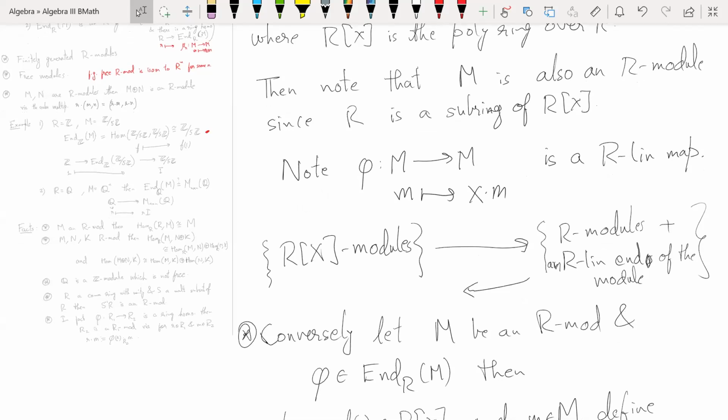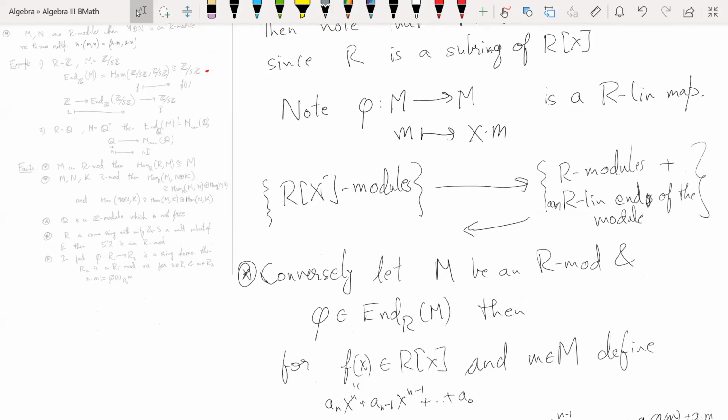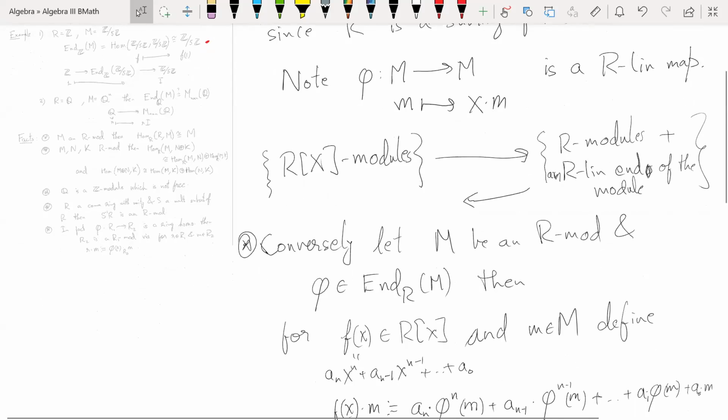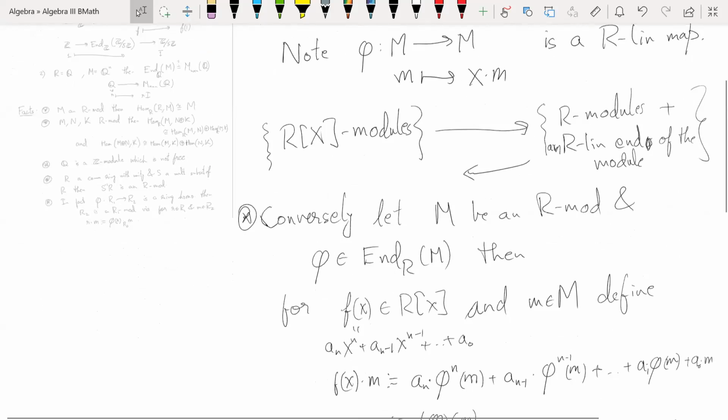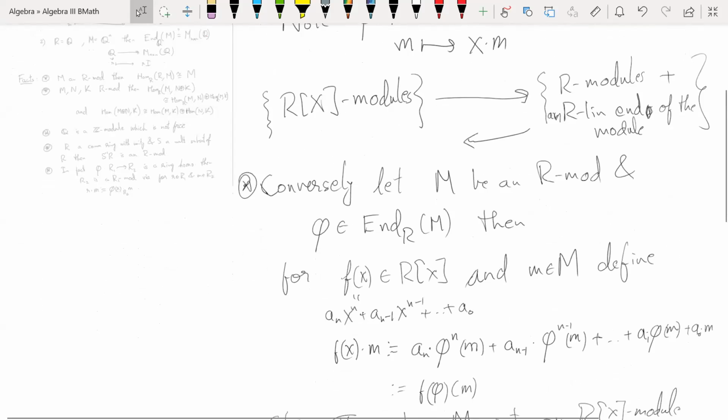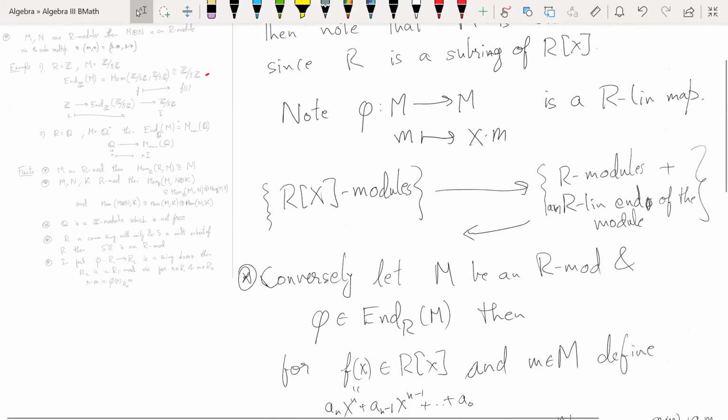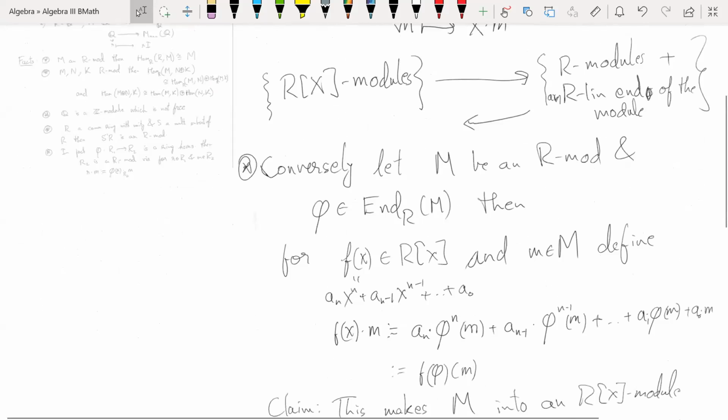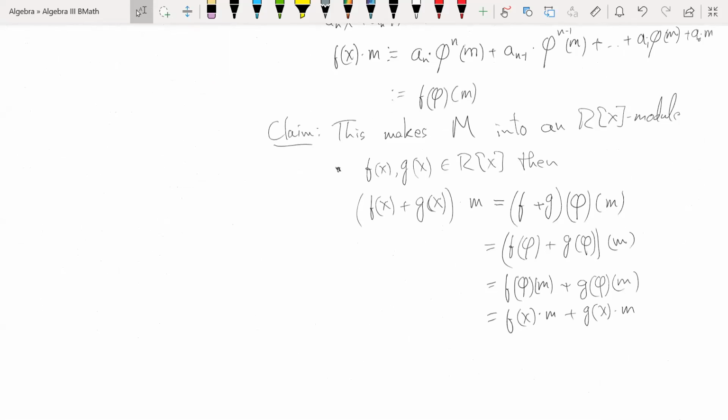So we get an R-linear map, and we go the other way. Remember, we use the same R module structure on M, which we obtained from there, and phi was our linear map. Then we define this R[x]-module structure on this. Note that the scalar multiplication by x in the original structure is the same, because x dot m is precisely phi(m).